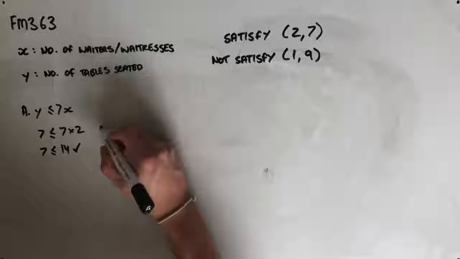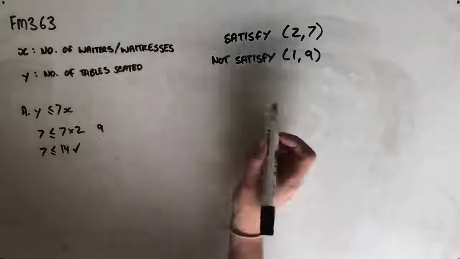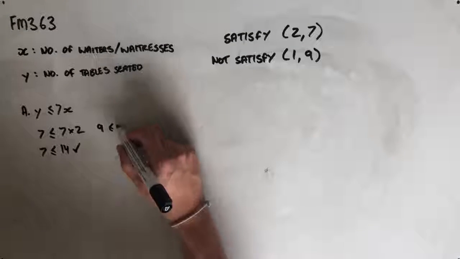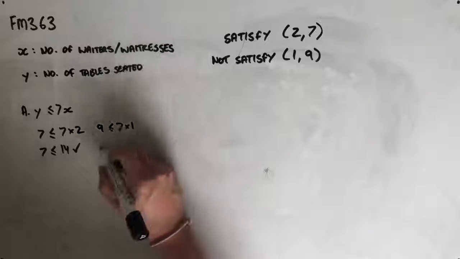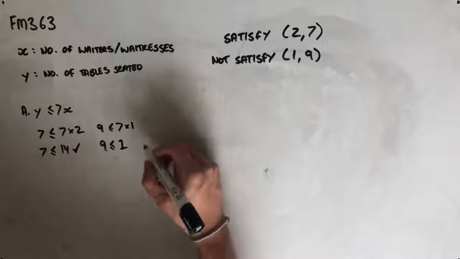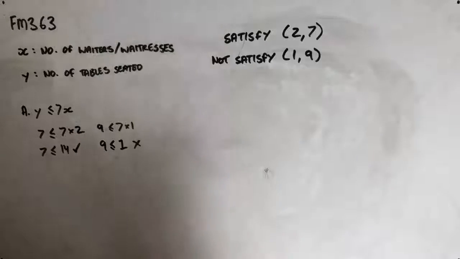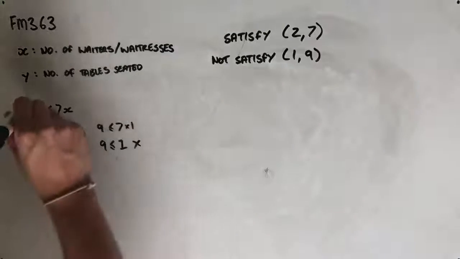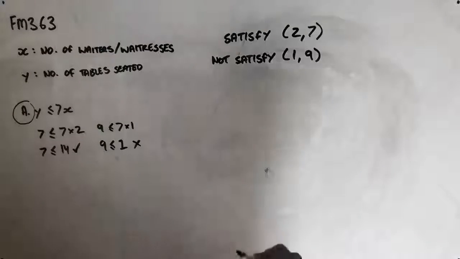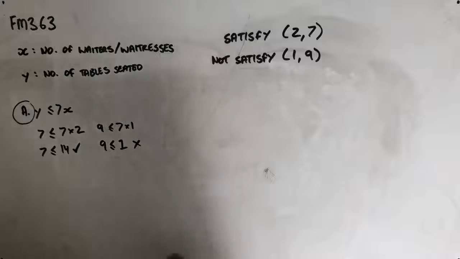And one that we're looking to not satisfy, if we start substituting these values, is 9 is less than or equal to 7 times 1, which ends up being 9 is less than or equal to 1. And that is incorrect, which is exactly what we want. So A is looking like a potential answer, but of course we're going to go through the rest and make sure that they're not the correct answer.